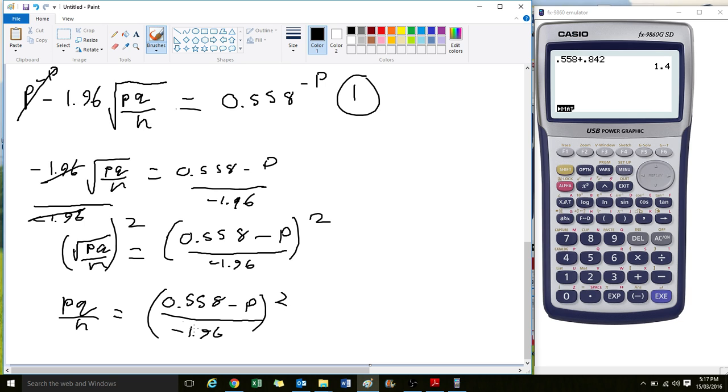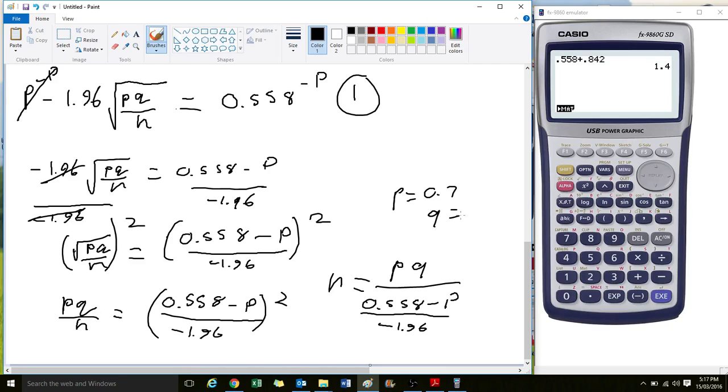Now you just need to rearrange to get N by itself. Basically, multiply both sides by N and divide both sides by this factor here. You can either use the rule of reciprocals or rearrange it however you wish. N is equal to PQ divided by this factor here, (0.558 take P divided by minus 1.96) squared. All you need to do is put the values for P and Q in there. Remember, P equals 0.7, Q equals 0.3.